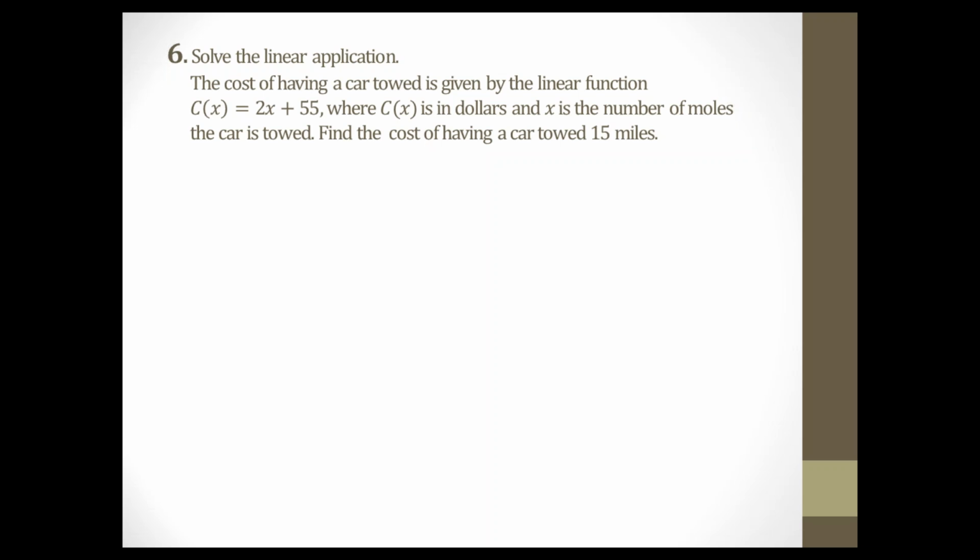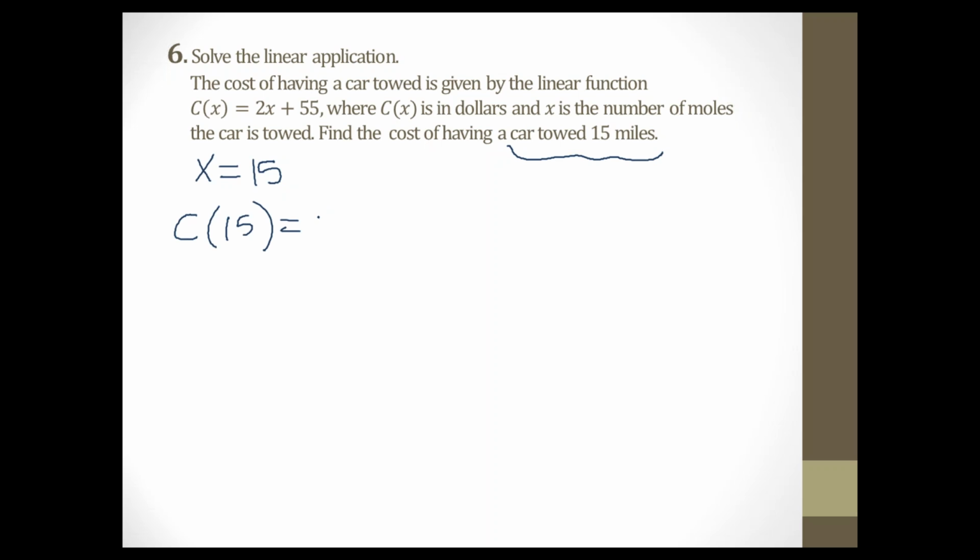All right, so the cost of having a car towed is given by the linear function c of x equals 2x plus 55, where c of x is in dollars and x is the number of miles the car is towed. Little typo, but no biggie. Find the cost of having a car towed 15 miles. So we want to make x equal 15 because x represents the number of miles towed, and so we are concerned about the car being towed 15 miles. So we want to find c of 15.